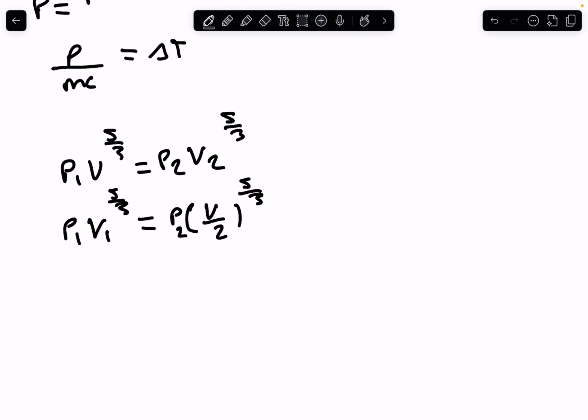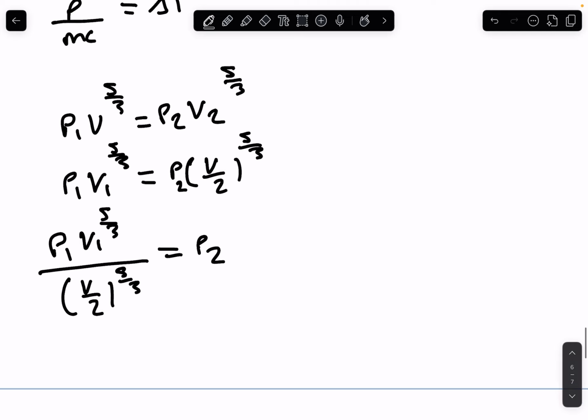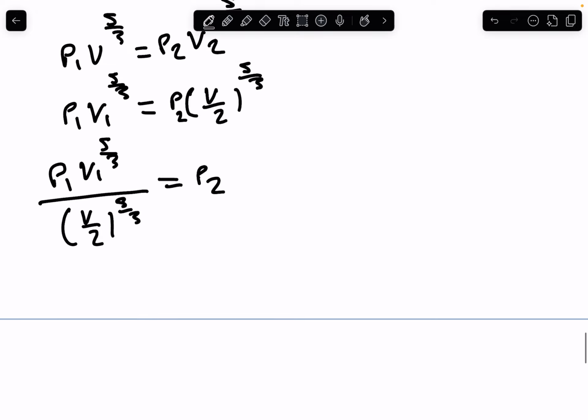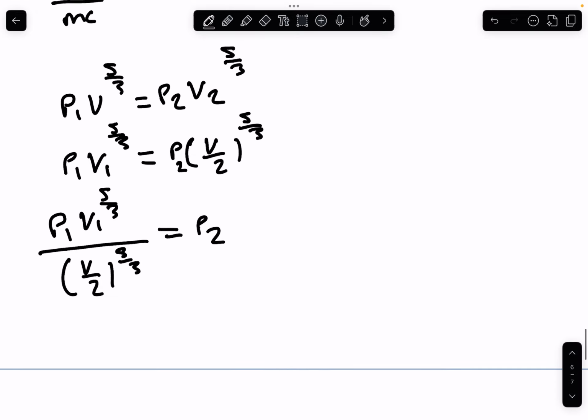So let's send it to the other side. It's gonna be P1 V1 over V over 2 to the 5 over 3. And this is of course to the 5 over 3 equals P2. Okay, now we have to simplify. Let's find the way here. P2 equals, let's actually reverse this and write it as it was.